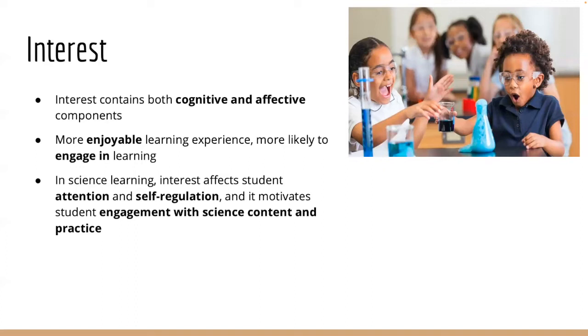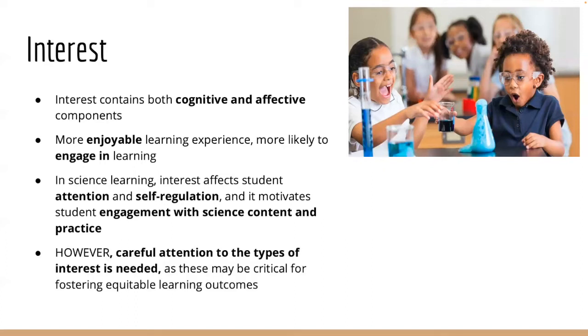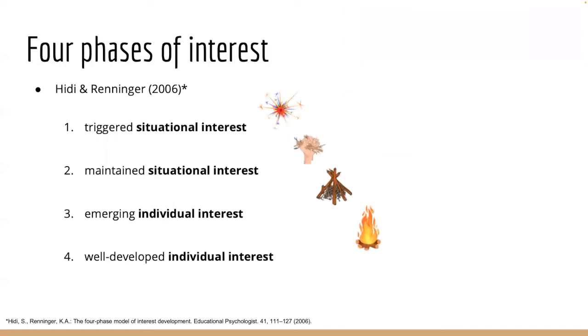So here we can see students with different levels of interest are likely to be associated with different levels of engagement and learning behaviors. However, a more careful attention to the types of interest is needed, as these may be critical for fostering equitable learning outcomes. For example, in Hidi and Renninger 2006, they describe a four-phase model of interest development that distinguished between two phases of situational interest and two phases of individual interest.